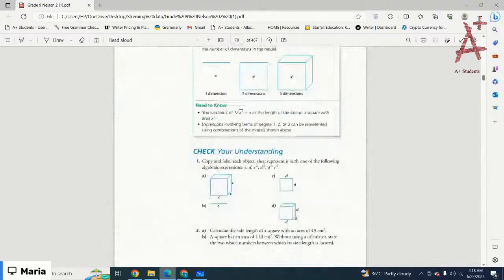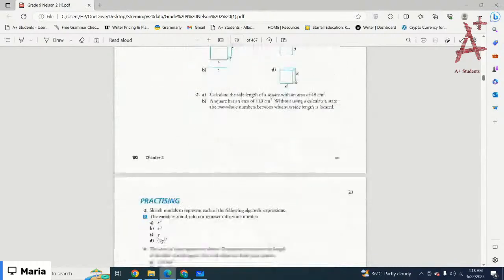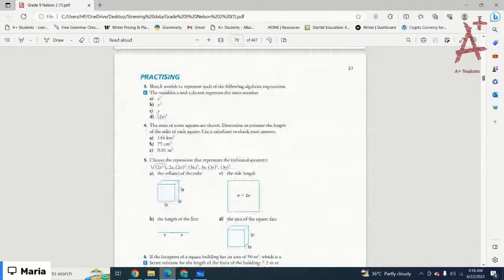Okay, let's just start with the practice questions. We look at question number 3. Sketch models to represent each of the following algebraic expressions. The variables x and y do not represent the same number. So let's start with question number 3. The first one is x square.